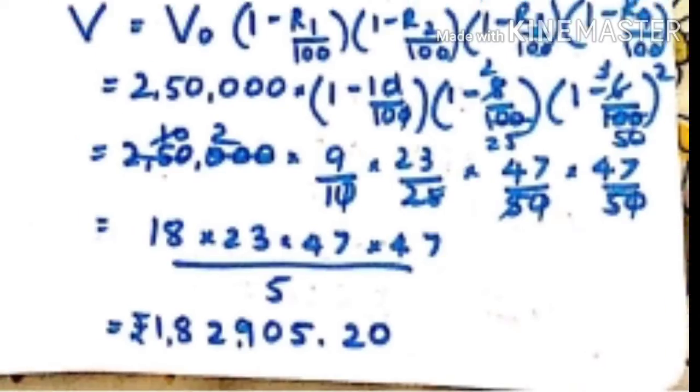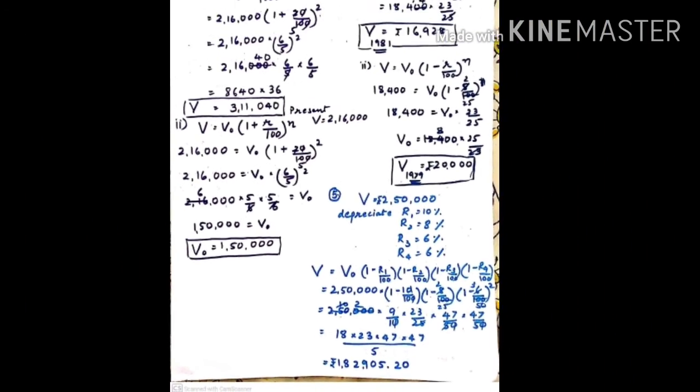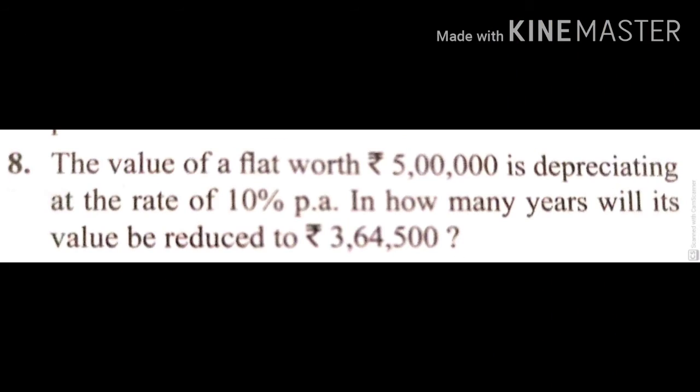Now let us move on to the next question, students. That is question number 8. The value of a flat worth rupees 5 lakh is depreciating at the rate of 10% per annum. In how many years will its value be reduced to rupees 3,64,500? Here in this question, the value of the flat is 5 lakh, and the word depreciate means it will decrease at the rate of 10%.